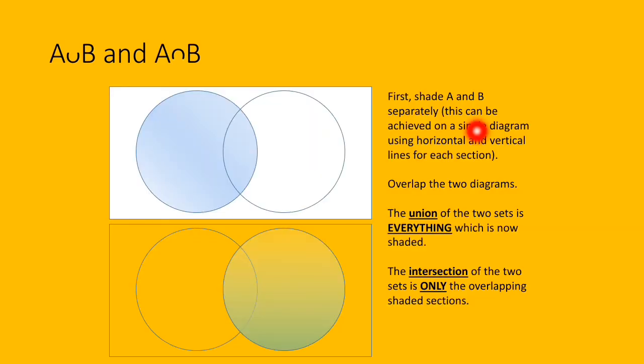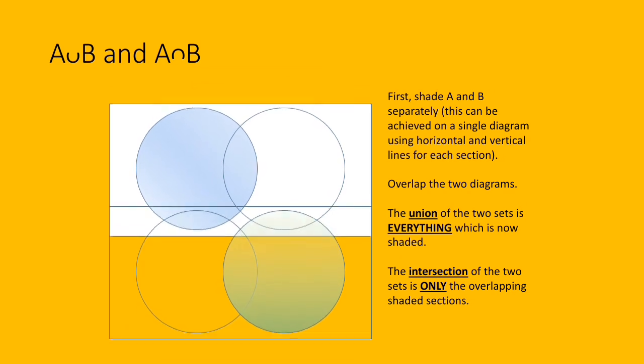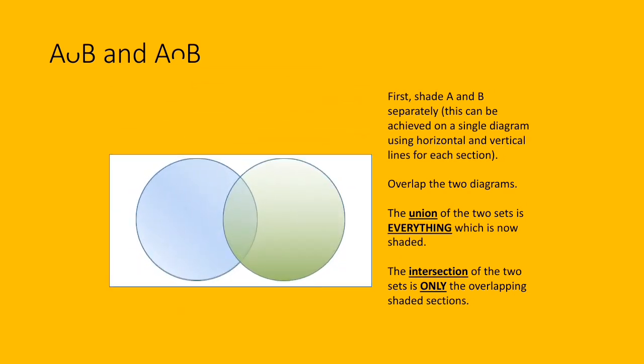Okay students, once you have to take A union B and A intersection B, you can see that this one is set A and this one is set B. We need to take the union and intersection of set A and set B. For set A, we have shaded the area which is assigned for set A, and here we have shaded the area which is assigned for set B. Now overlap the two diagrams. You can see that now two diagrams are overlapped.